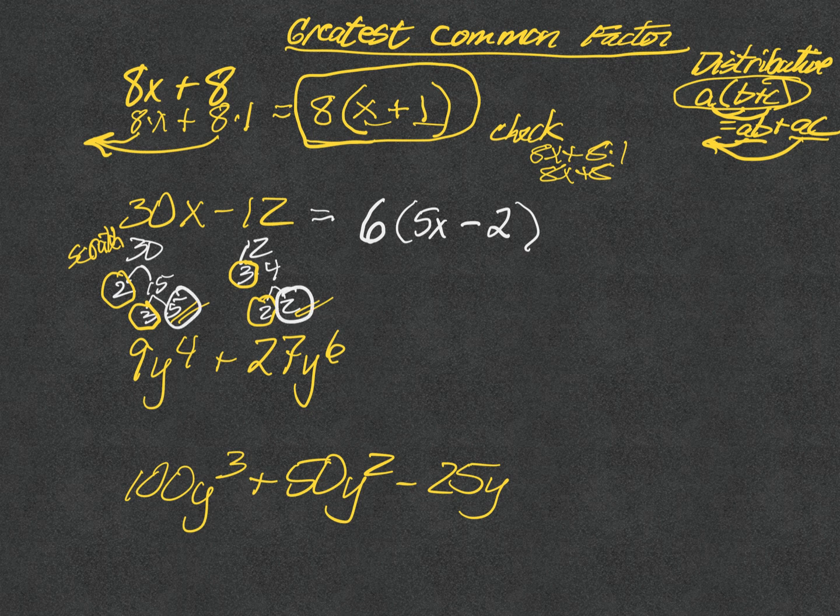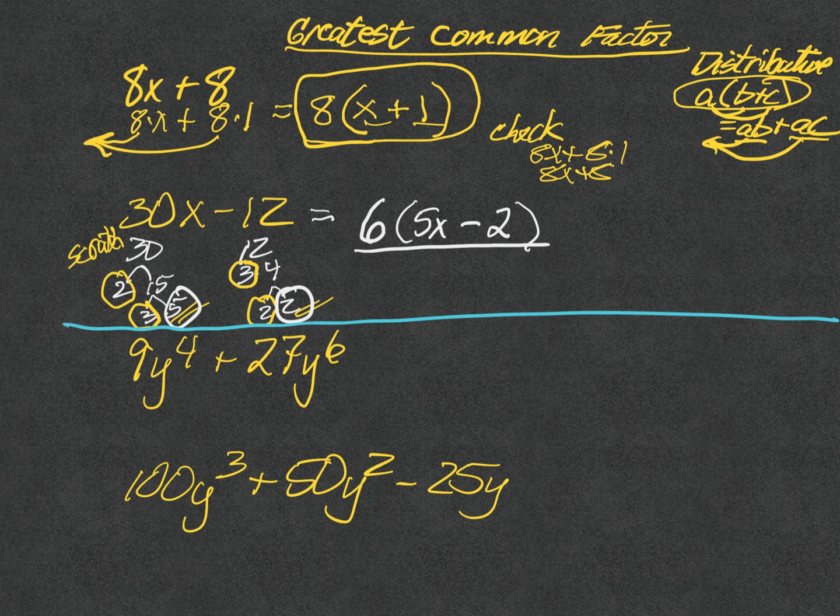Okay? And so 30x minus 12, this is completely factored. It has the largest, greatest common factor, and there's nothing in common between the terms on the inside of the parentheses, except for 1, okay? So let's go to the next problem, all right?